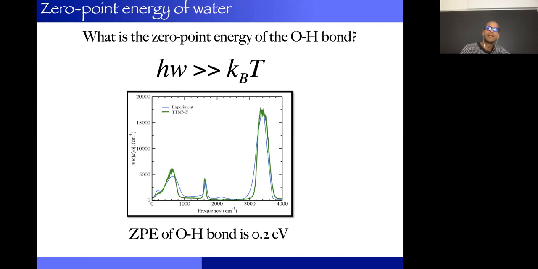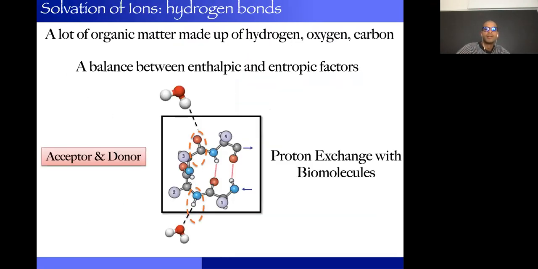0.2 eV is much larger than 25 milli eV. So the classical picture I've been showing you up to now, all these pretty pictures of static classical OH bonds, these covalent bonds, but the zero point energy of this guy is huge.